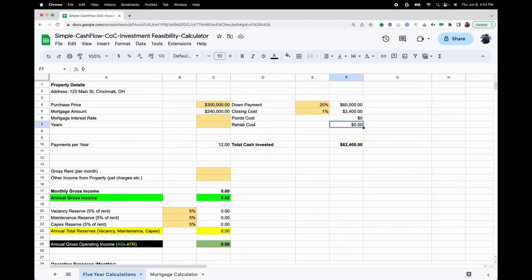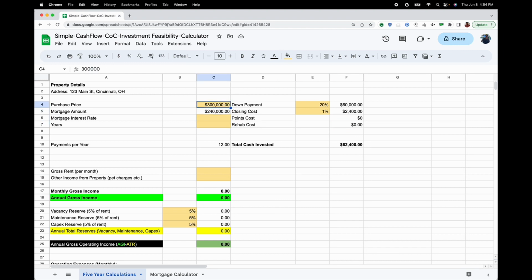Rehab cost, if you have a specific rehab which you already know you're going to do, like you're going to change the countertops, do some cabinet work, or create a patio, anything you know you will be doing at this property to improve the value of it, you put the amount here. Again, whatever you put in these cells will affect your cash on cash returns, right? All right, coming back to this side.